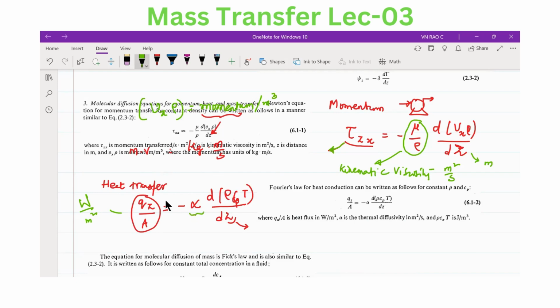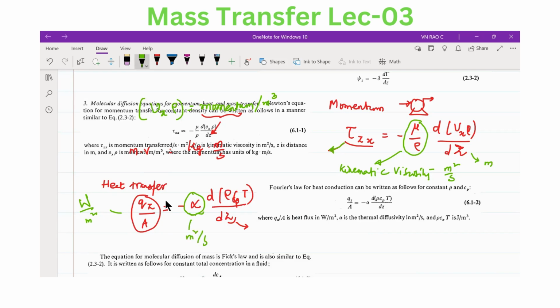Whereas in molecular diffusion with respect to momentum transfer, it is mu by rho, that is kinematic viscosity. Now, we are seeing another term known as thermal diffusivity. Again, the units are meter square per second.